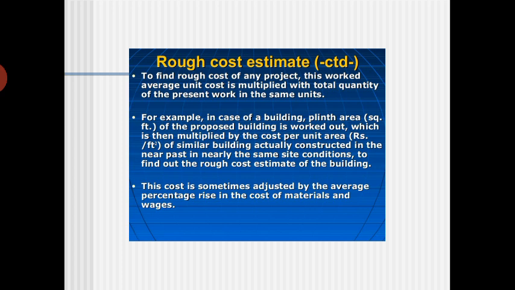Sometimes this cost may be adjusted by the average percentage rise of the cost of materials and wages, that I already discussed. Maybe you have planned the construction for around 1 or 2 years, but if there are a lot of fluctuations in the rate and you are going to complete this project by considering another 3 years, so the total duration of the project is 5 years, then you have to consider the increase in wages or the material cost over those next 3 years of that building also.